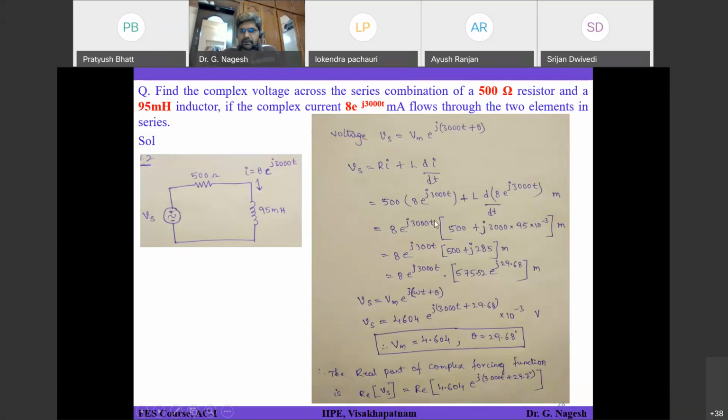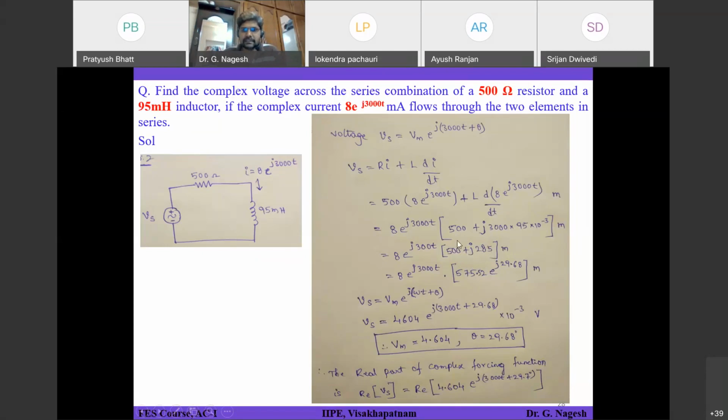Here you are left with the 500 ohm resistance, and here j omega, that is j into 3000, and L remains as it is, which is 95 into 10 power minus 3. If you multiply 95 into 10 power minus 3 with 3000, you will get 285. This is called the rectangular format of a complex number, a plus ib in mathematics. That i is usually represented as j in electrical systems. So this is 500 plus j285.